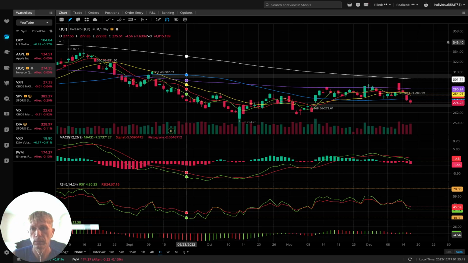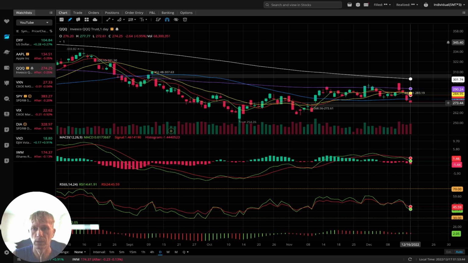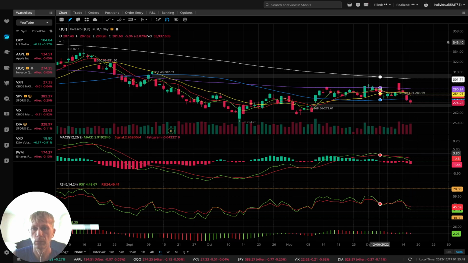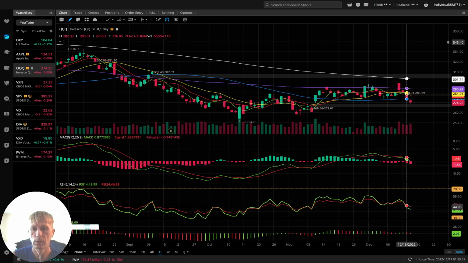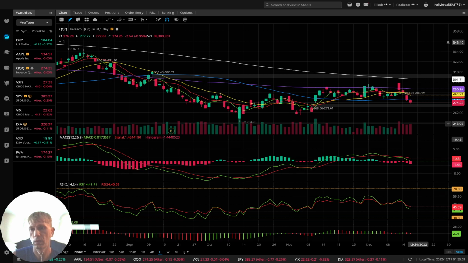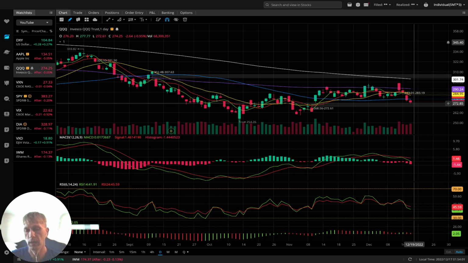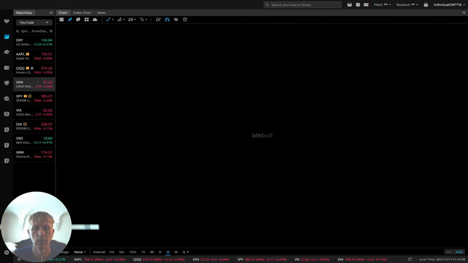Daily, yeah, daily is trying to close this gap. It's a downtrend on MACD, downtrend on RSI, downtrend on awesome oscillator, right? Downtrend on all indicators. Last bar closed below all moving averages. It's a bearish trend. Okay, let's move to VXN.